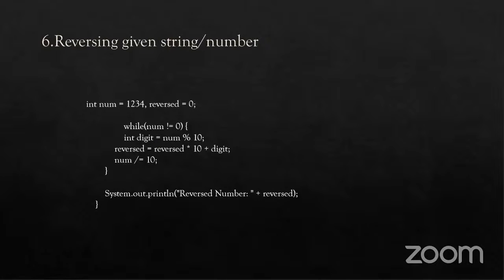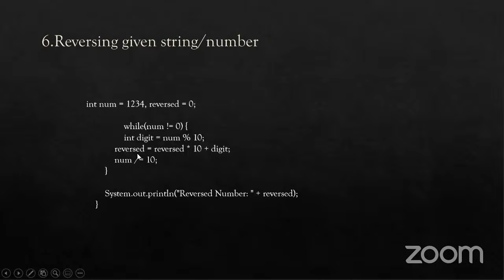First I will get 4. That is the remainder when dividing 1 2 3 4 by 10, the remainder is 4, right? So that thing we will get first. Then reverse, which we initially assigned 0, becomes reverse into 10, that is 0 into 10, which means 0, right? 0 plus 4. So inside reverse we will get 4.